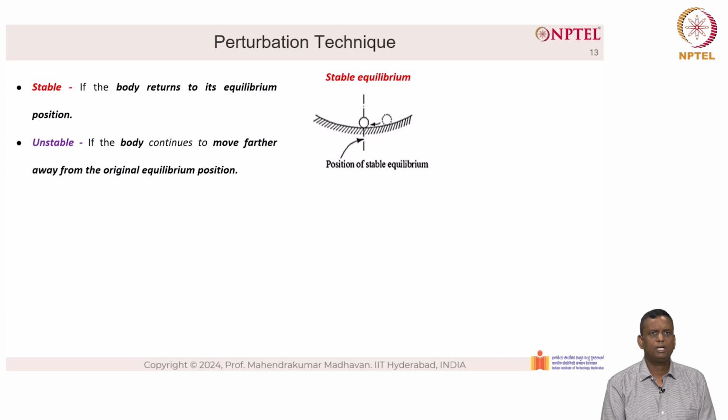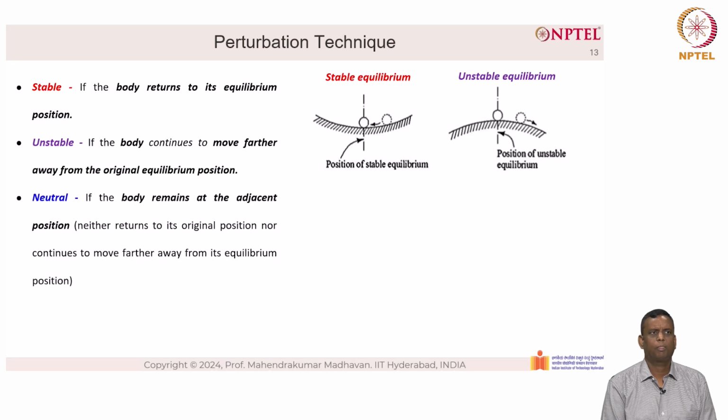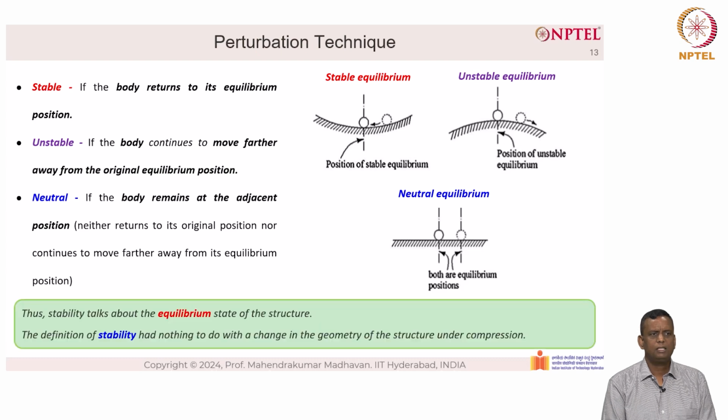Unstable is if the body continues to move further away from the original equilibrium position. It can be observed by keeping a convex surface where a small ball is placed on the top, and if you apply a load, it moves away from its original equilibrium position and never returns to the original position, which is called unstable equilibrium. The third one is the neutral equilibrium. If the body remains at an adjacent position, neither returns to its original position nor continues to move farther away from its equilibrium position. Thus, stability talks about the equilibrium state of the structure.